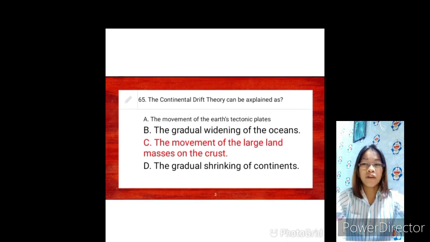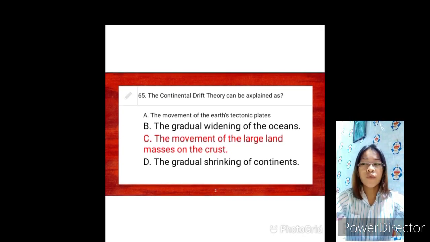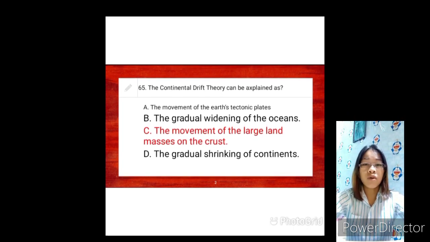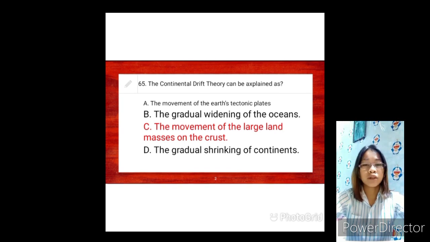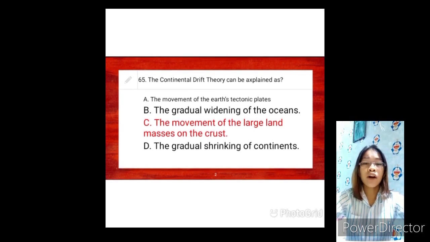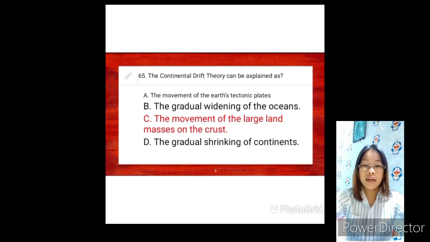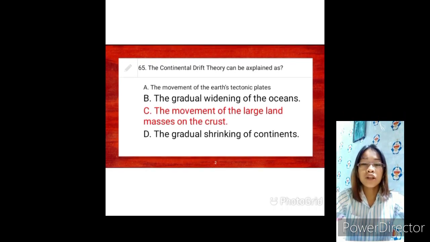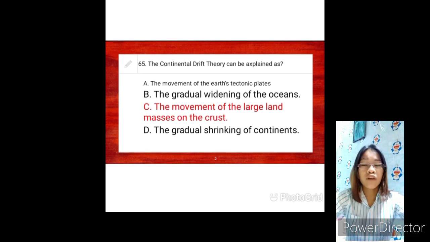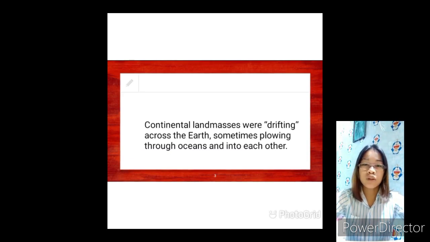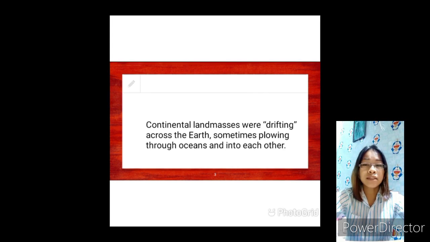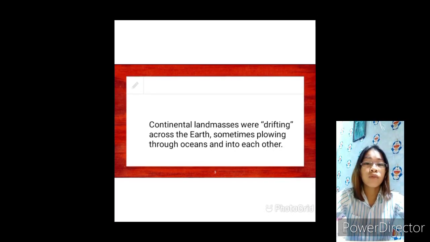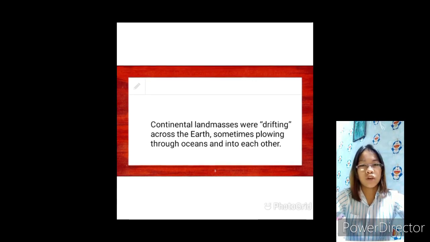Item number 65. The continental drift theory can be explained as letter A, the movement of the Earth's tectonic plates, letter B, the gradual widening of the oceans, letter C, the movement of the large land masses on the crust, letter D, the gradual sinking of continents. The answer is letter C. Continental landmasses were drifting across the Earth, sometimes flowing through oceans and into each other.